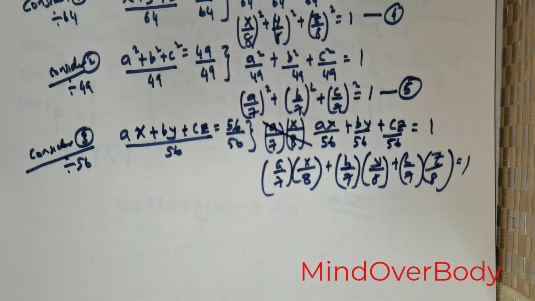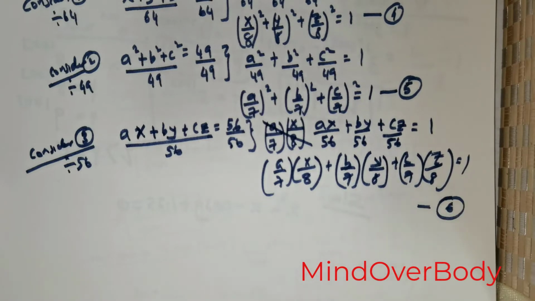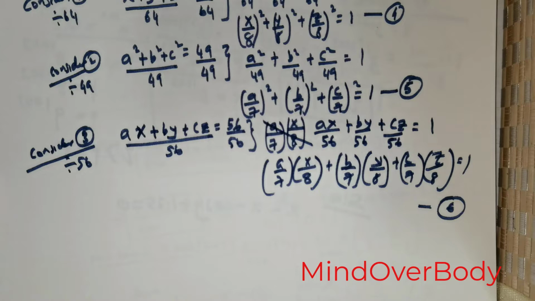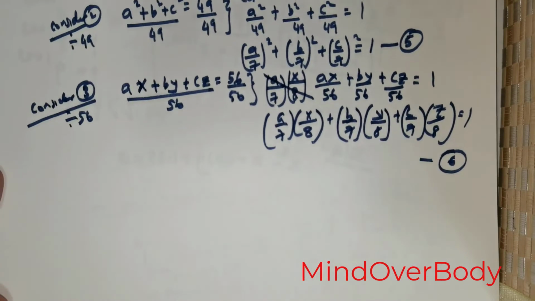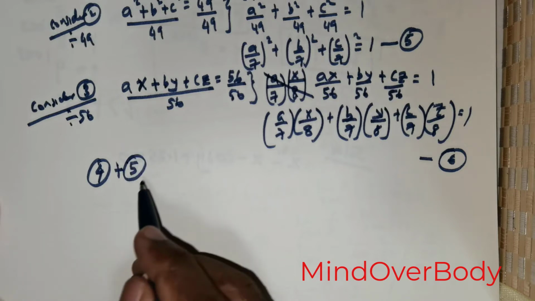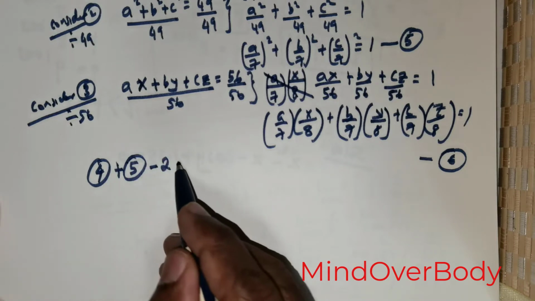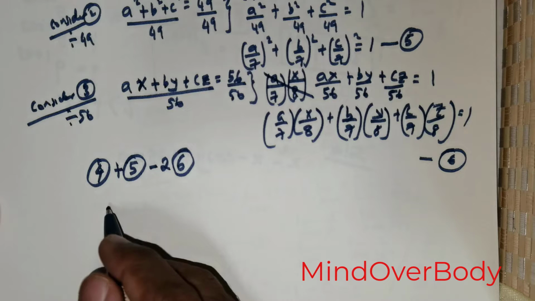So that looks nice. I have to name this system as 6. So I have to use 4, 5 and 6 so that I'm in a position to obtain the value for the expression a plus b plus c divided by x plus y plus z. So let's do that. What I'm going to do is add 4 with 5 and then subtract 2 times 6. This is going to be our plan of action. So let us do that.